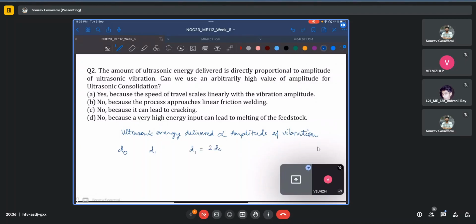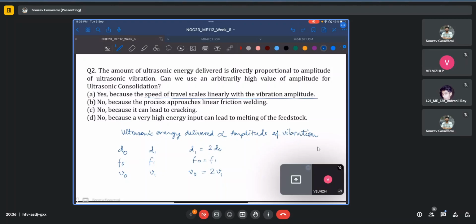To maintain the same frequency, all I have to do is simply increase the travel speed. So V1 will simply be equal to twice V naught, and I perform some calculations using the typical values of frequency such as 20 kilohertz and the typical amplitude of vibration which is say anywhere between 5 and 40 microns. The speeds for travel would just be some 3 meter per second or 2 meter per second, which can be easily attained. So, while the speed of travel scales linearly with vibration amplitude and can be achieved easily, is that sufficient?